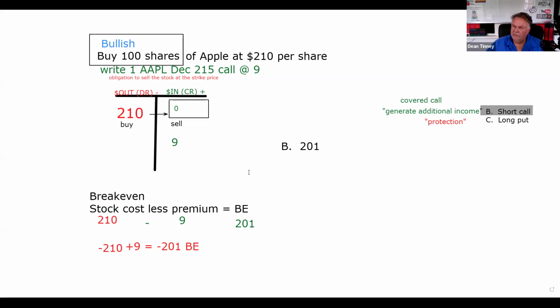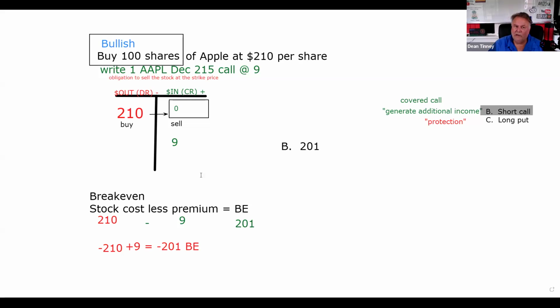I'm going to say, Gina, your Apple went to 0, and instead of losing 210 per share, 21,000, you get to keep the $900. So you only lost 20,100. That sounds kind of stupid. I mean, you're still falling down. Instead of falling down 210 flights of stairs, you're falling down 201 flights of stairs. You haven't moved the floor. The floor is still 0. And that's why we say it's a partial hedge, because you got 9 points of price decline protection.